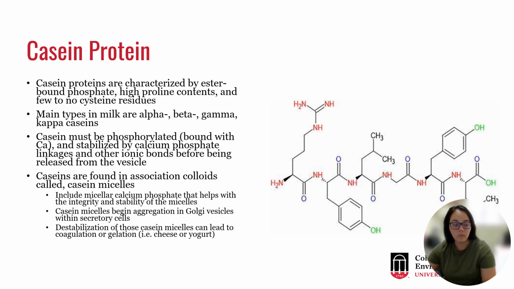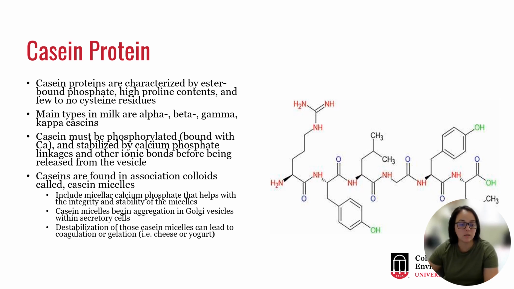So caseins are found in association colloids called casein micelles. We'll see where those are located within the mammary gland in a few different slides. The casein micelles include the micellar calcium phosphate that helps with the integrity and stability of those micelles, which probably explains why they need that calcium phosphate linkage, because it helps with stability before it can be released from the vesicle.